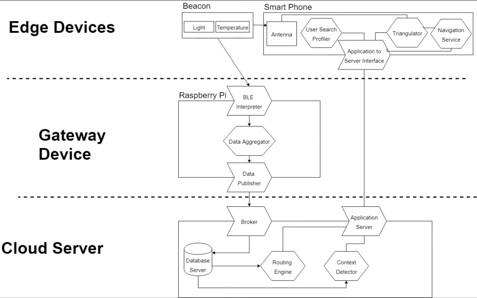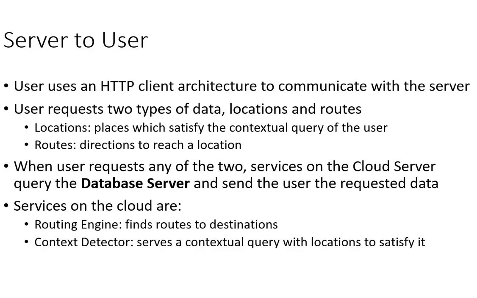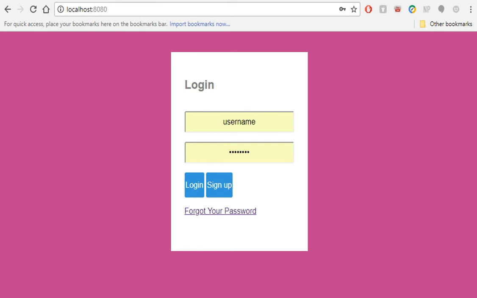Once the user sends his query, the services on the server, including the routing engine and the context detector, will use the database real-time data, create the result that the user requested, and send it back to the user using a normal HTTP response. Now we're going to start the demo of the website.